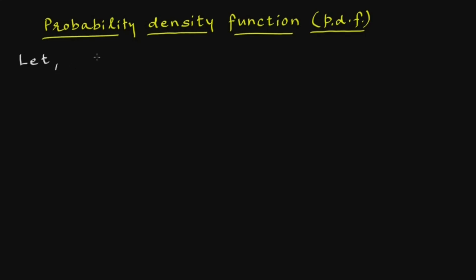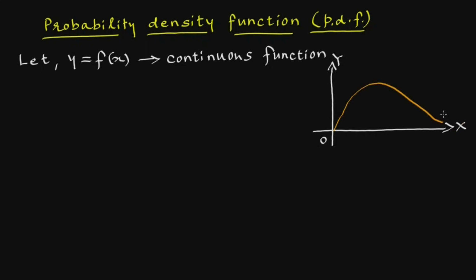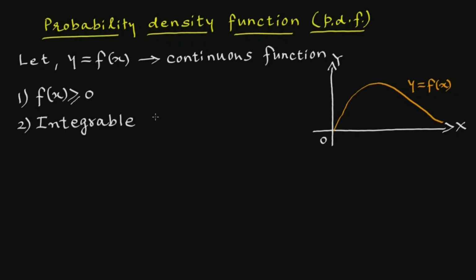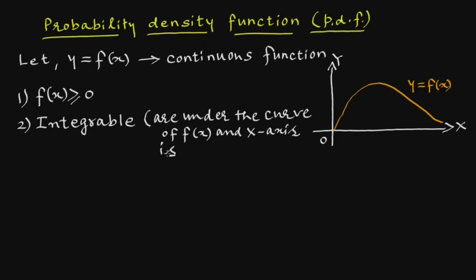Now we will see what a probability density function, PDF, is. Let a function y = f(x) be a continuous function without any break, whose graph is a continuous curve like this. First, it should be a positive function, f(x) ≥ 0, meaning for any real value the value of this function is non-negative. Secondly, it is integrable, which means the area under the curve of f(x) and the x-axis is finite.